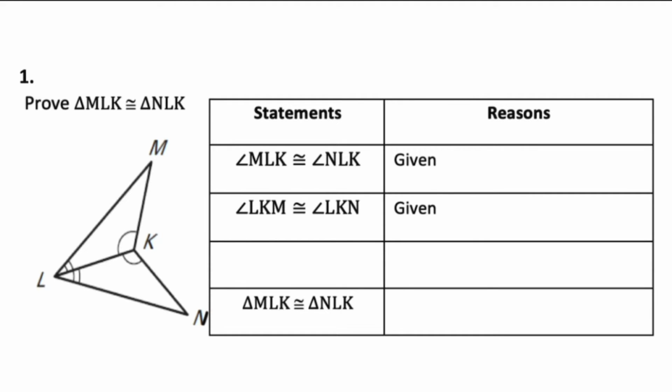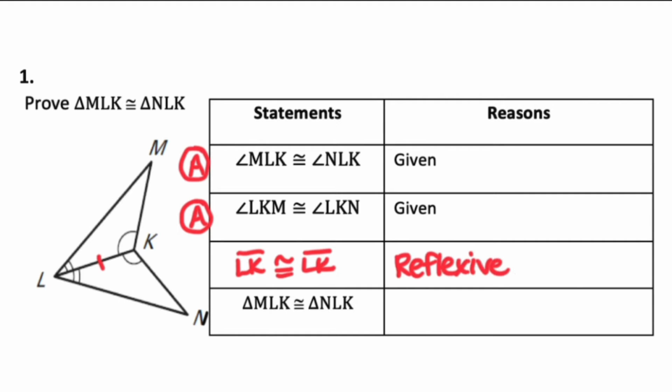All right, this first one was pretty nice because they gave us two pairs of angles already congruent, and it wasn't a bow tie, but it did have a pair of shared sides. And when the triangles share a side, we can say that LK is congruent to LK using the reflexive property. And that gave us one set of congruent sides.